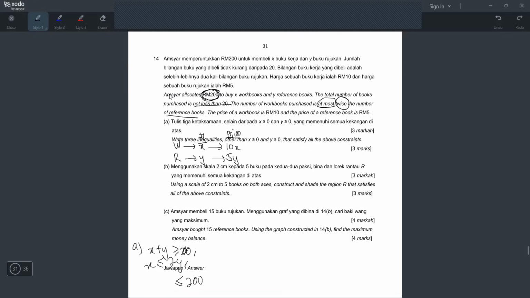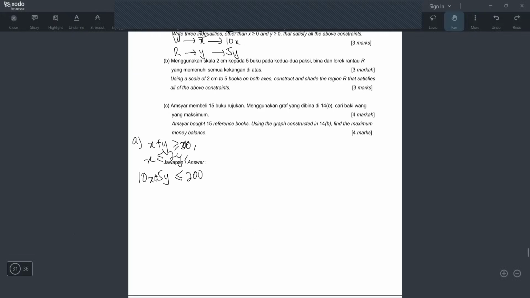Like he only has 200 ringgit. So it cannot be more, cannot be more. So it has to be less than or equal to 200. And here I'll write 10x plus 5y, right? So the total price cannot be more than 200. So less than or equal to. Okay, I already have three inequalities.